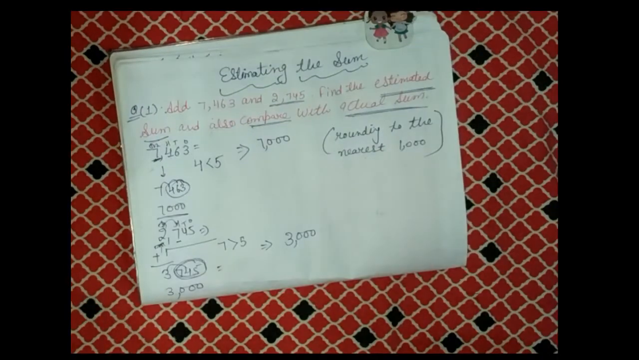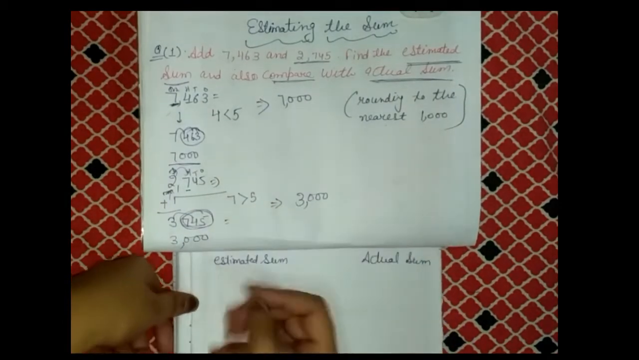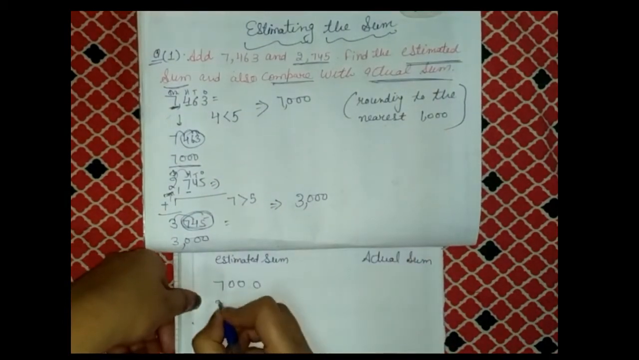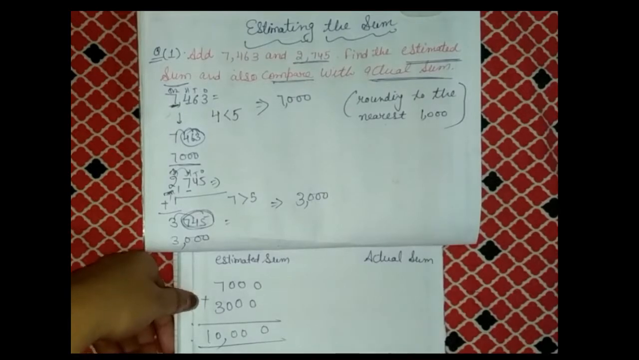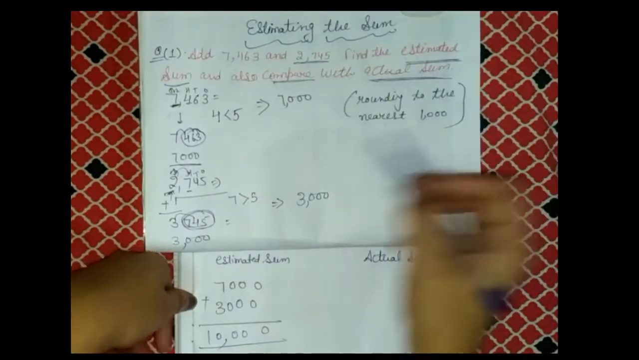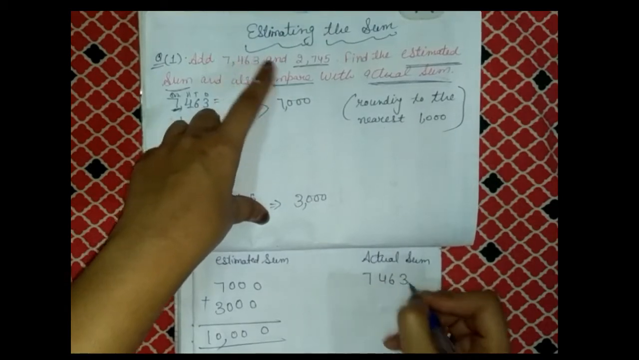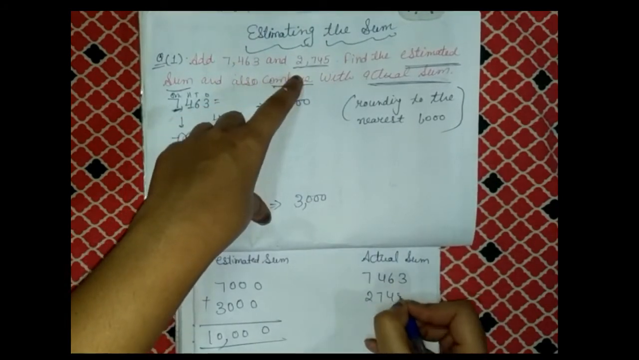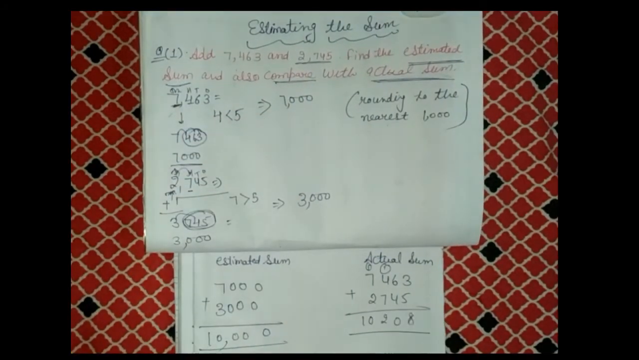Now we have to add these numbers. Okay, let's start. So we have to do addition here. 7,000 plus 3,000, correct? What will be the answer? 10,000. And now we have to find the actual sum. Actual sum means directly as it is. 7,463 added to 2,745. After addition, I will get, correct?